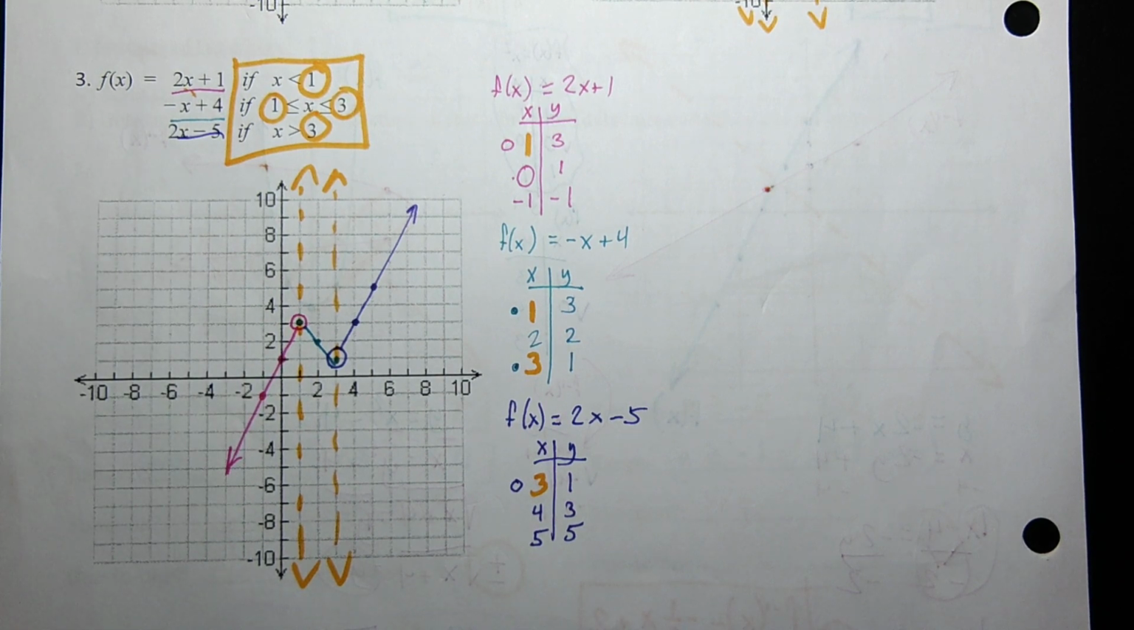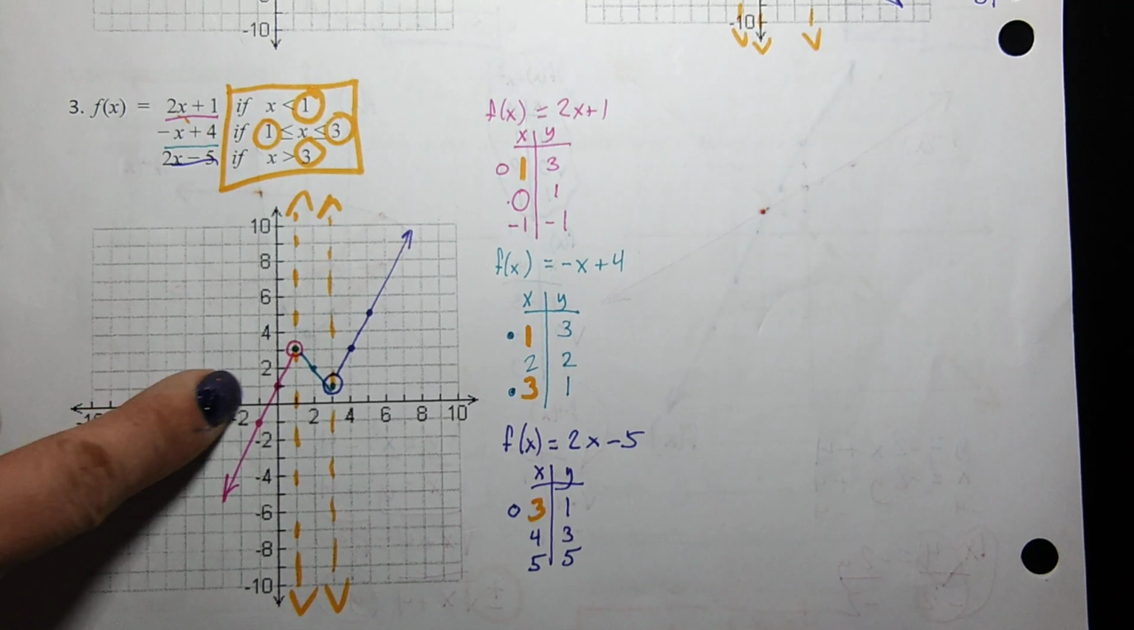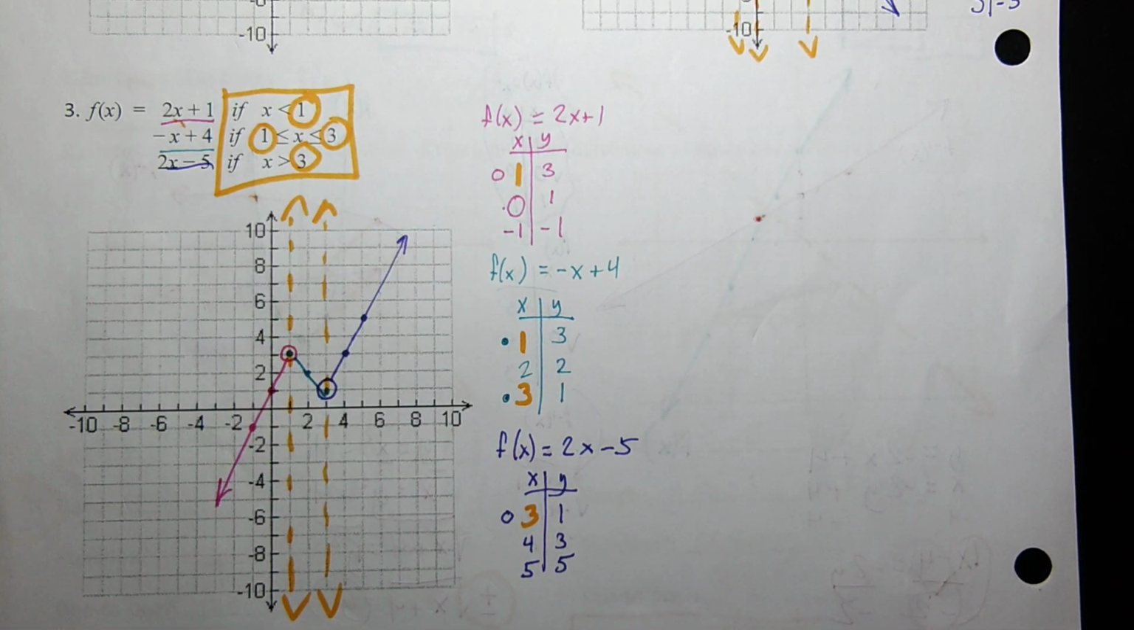What's really interesting about this one is it does have a domain of all real numbers. It also has a range of all real numbers. There are no breaks in the x values, and there are no breaks in the y values at all. Those open dots and closed dots on the same spaces cover everything.